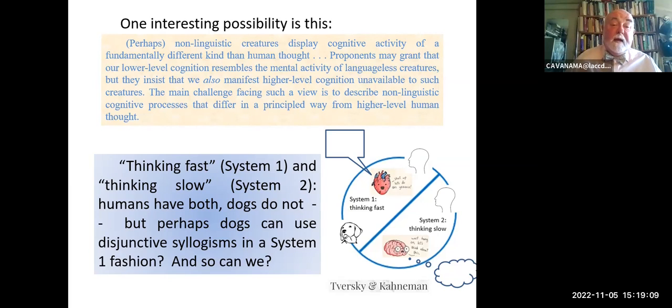And maybe it's that humans have both system 1 and system 2, but dogs can use disjunctive syllogism only in what we call system one in ourselves, and they can't. Following up on Ricorda's suggestion.